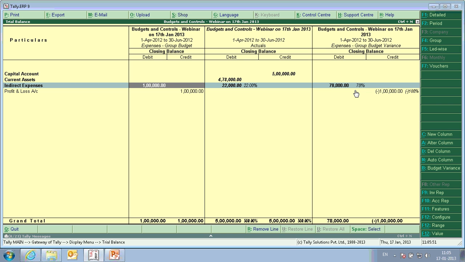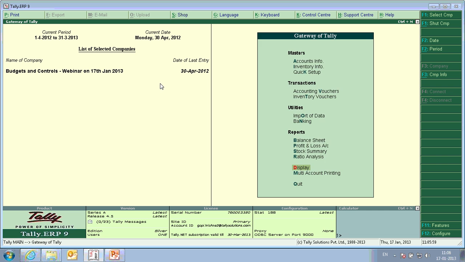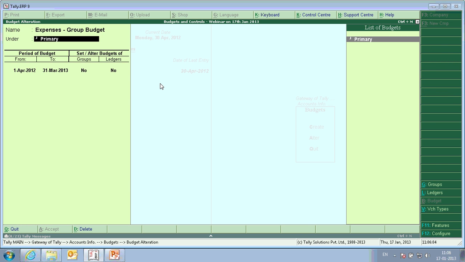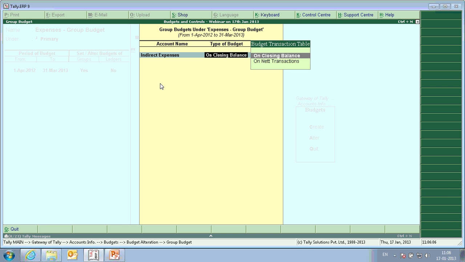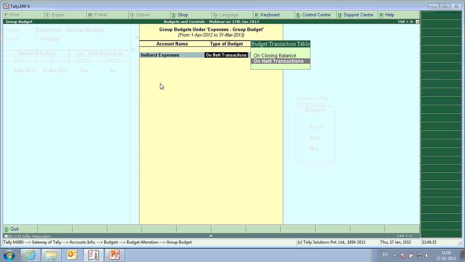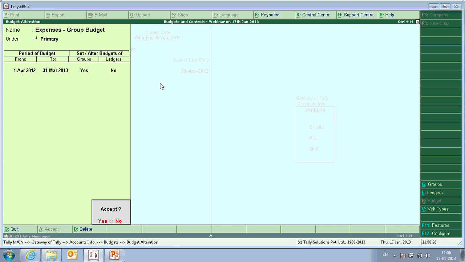Right. So now what we do, same budget, I will change it to net transactions, okay? I'll come back to Accounts Info, Budget, Alter. So this budget I am going to change to net transactions and see the difference in the report. Okay, I am just changing the option. It was closing balances, but I am changing it to net transactions right now. Are we clear? We will see the difference in the report.